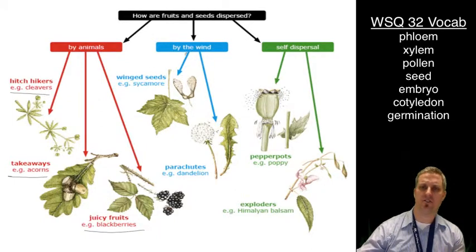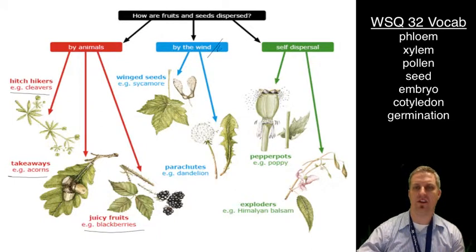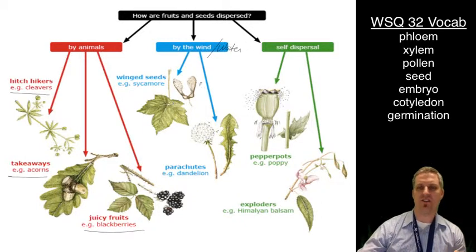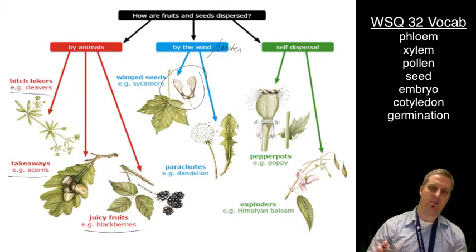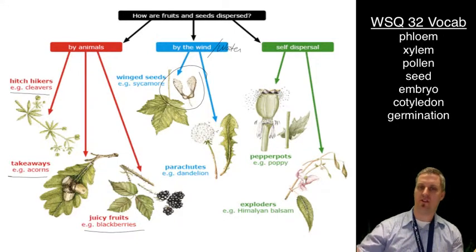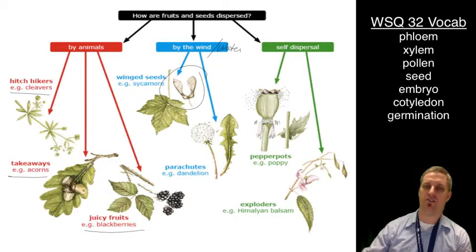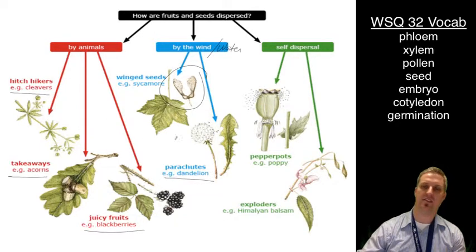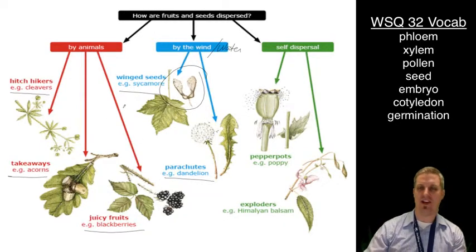Fruits and seeds can also be dispersed by the wind, and I'm going to add to this, or the water. Okay, wind or water. There's seeds like the maple seed, which if you've ever seen maple seeds, they look like little wings. This is a sycamore seed, but maples are similar, and they can fly on the wind. They actually flutter like little helicopters. Parachute type seeds like dandelions. If you've ever blown on a dandelion, those seeds can travel quite a distance. And they float on the wind.